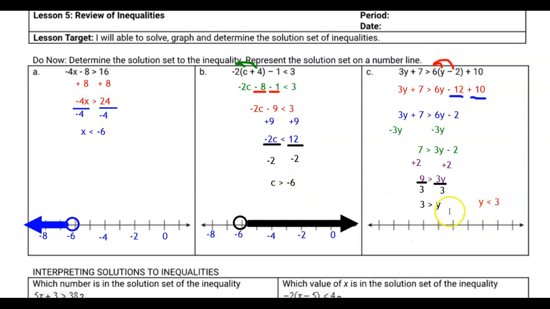Since y is less than 3, I'm going to scale my axes, including 3, and I'm also going to shade downwards. Your graph. Notice that all of these have open circles for their graphs, right? Open circle here, and open circle here, because all of these symbols are simply less than or greater than. They don't have an equal sign underneath them. If they have an equal sign, these circles would be filled in.